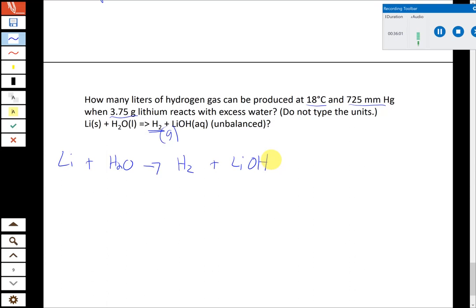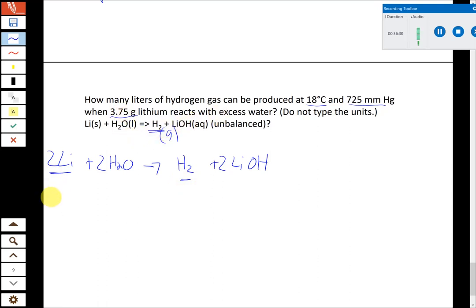So I believe we need a 2 there, 2 there, and a 2 there. That should balance everything. So make sure your equation is balanced. 2 lithiums, 2 oxygens, 4 hydrogens on each side. That looks good. So this is the balanced equation, which is important because we need to know the mole ratio between lithium and hydrogen, because we're telling you how much lithium we have, and we're calculating how much hydrogen forms.